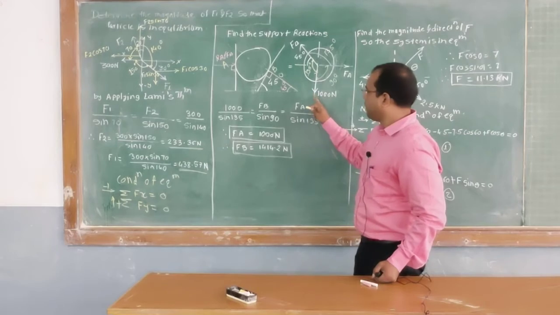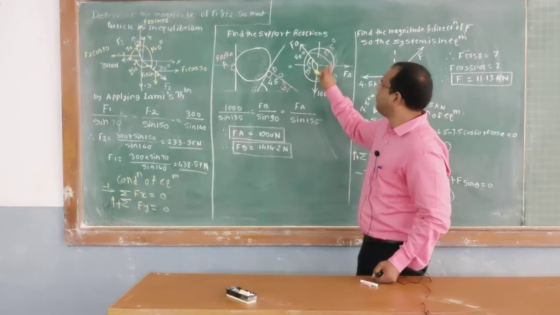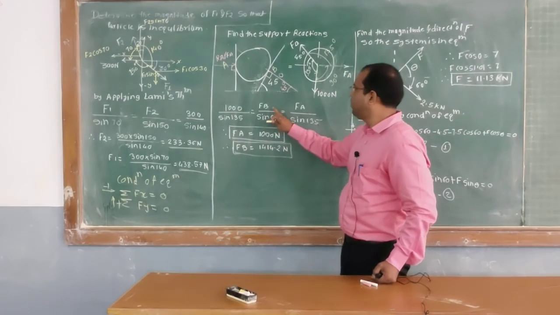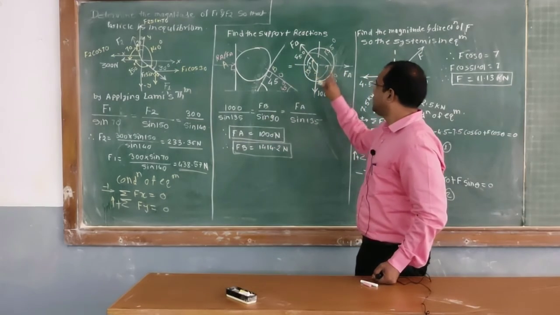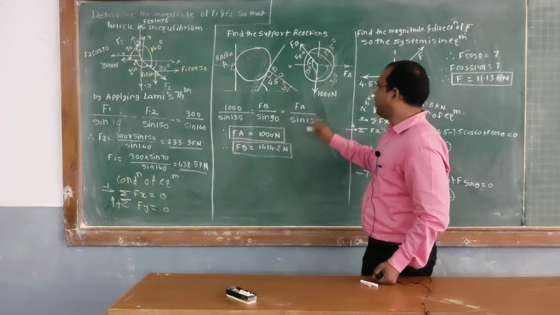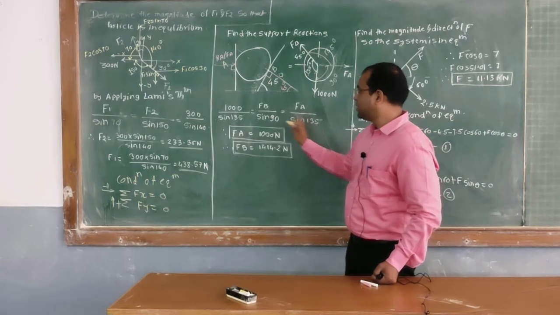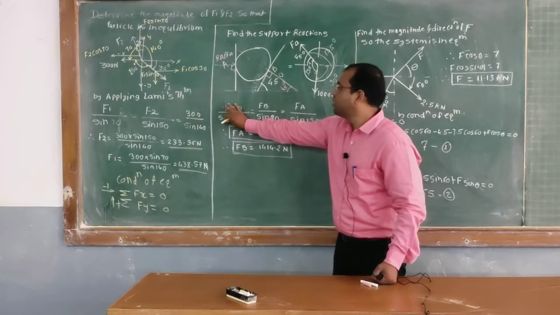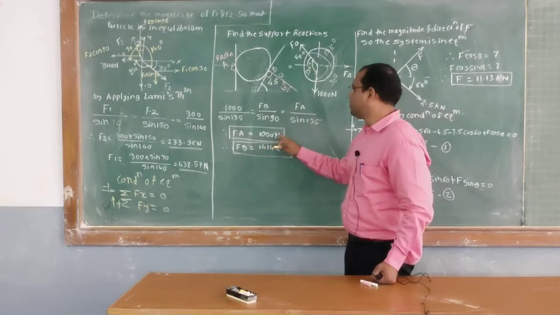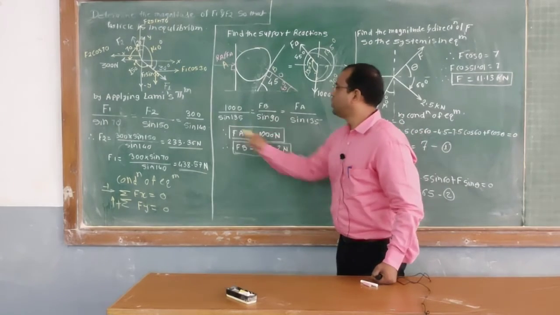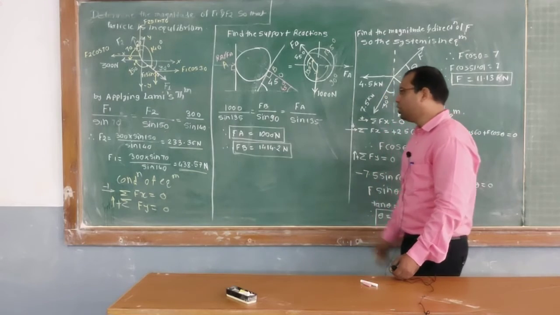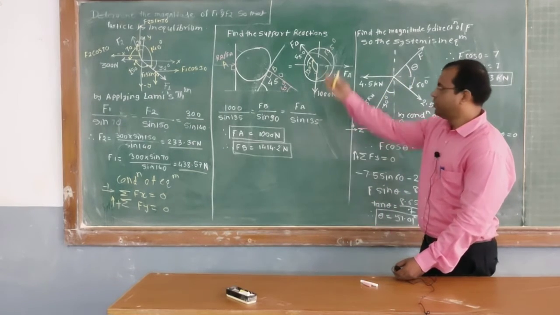So if we first consider the 1000 Newton, the angle between the remaining two is 135. 1000 upon sine of 135 is equal to FB upon sine of 90 degrees, which is equal to FA upon sine of 135 degrees. Now this 135 gets cancelled. If we compare the first and third ratio, then you will get FA equal to 1000 Newton. And if you solve the first two ratios, you will get FB, that is 1414.122 Newton.